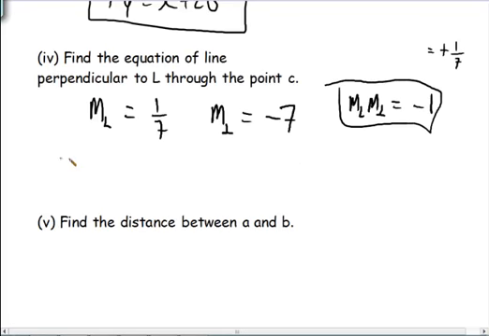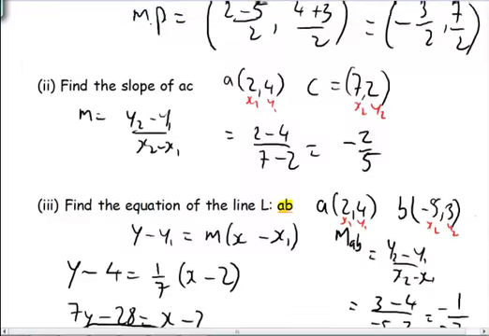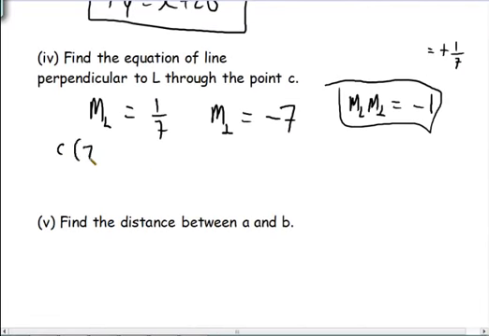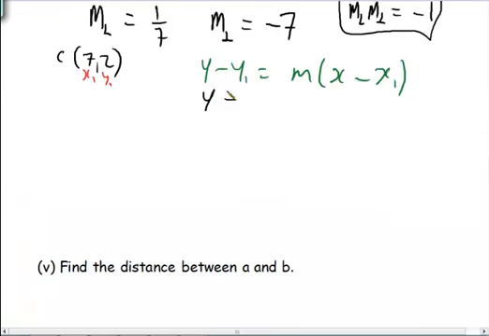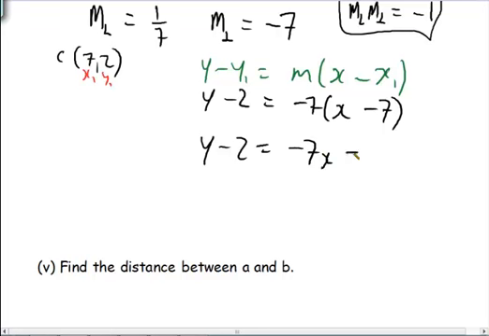So you know it goes through point C. Point C is, let's go back up to the top, 7, 2. So label that point. It's going to be our x1, y1. We're going to be using y minus y1 equals m brackets x minus x1. Fill in all our points. We have y minus 2 is equal to minus 7 times x minus 7, which is y minus 2 is equal to minus 7x. Minus 7 by minus 7 gives us plus 49. Bring over the 2, we get y is equal to minus 7x plus 51.